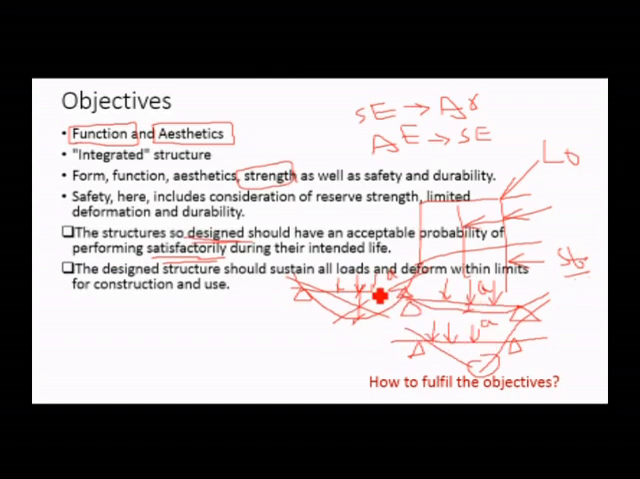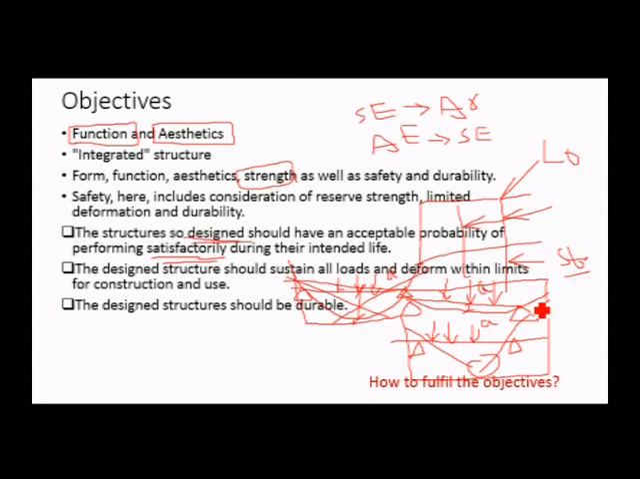So these are the three important design objectives which have to be kept in mind while we are doing any kind of design. And the design of the structure should be durable. How should it be durable? How does the durability occur?